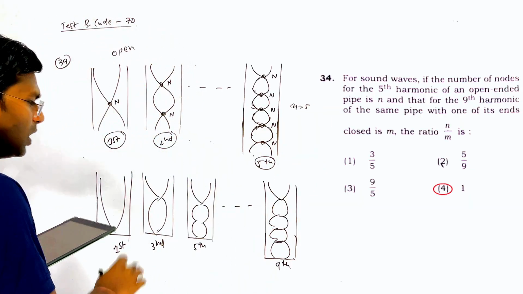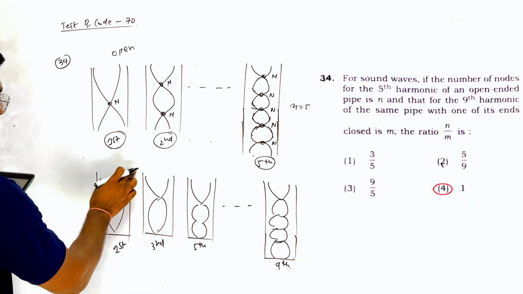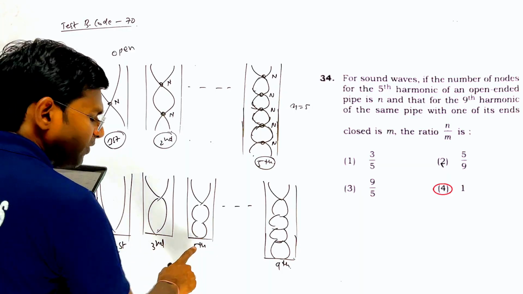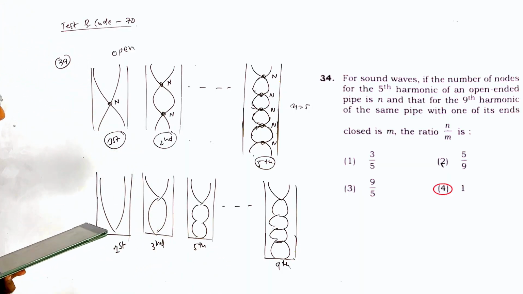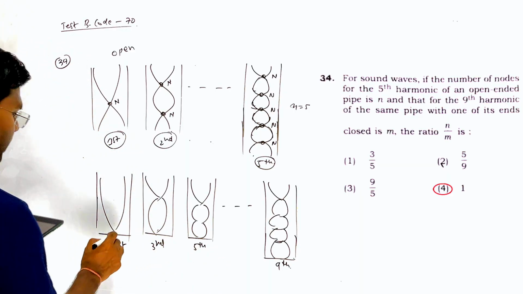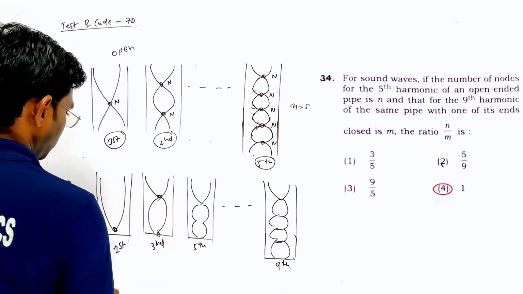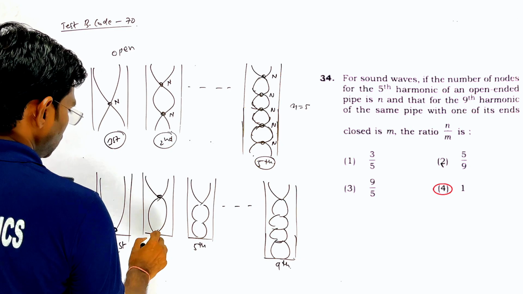Now if the same pipe of the same length is closed at one end, this is the first harmonic, third harmonic, fifth harmonic. The odd harmonics will be present and the even harmonics will be absent. Here it is one node, and then 2 nodes, 1 node, 2 nodes.